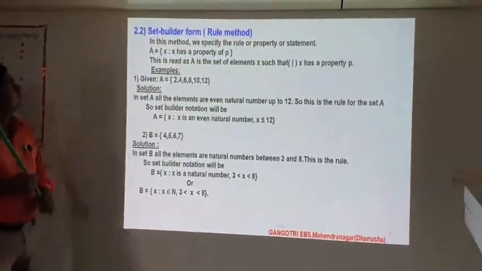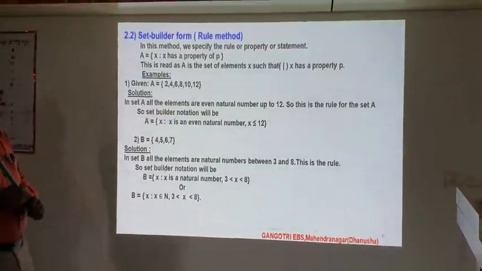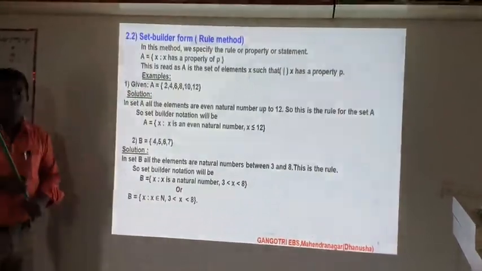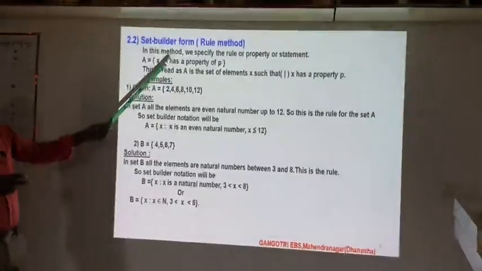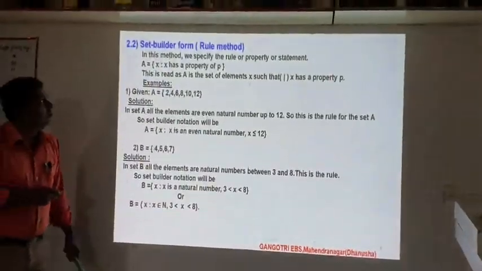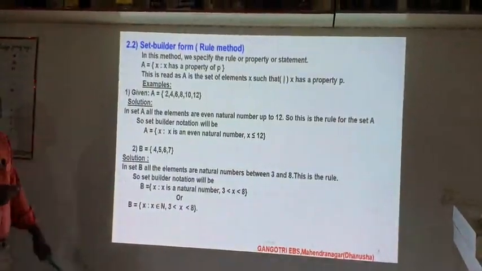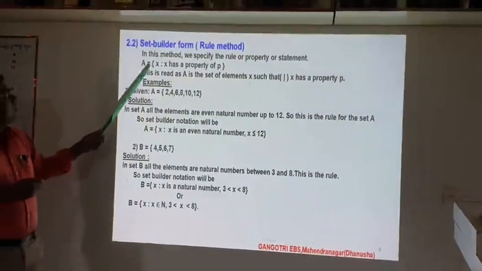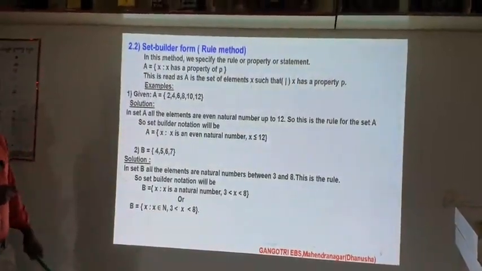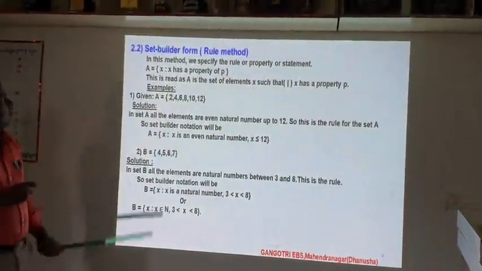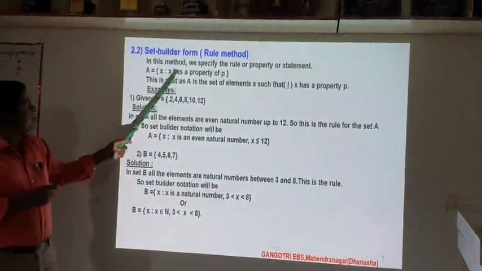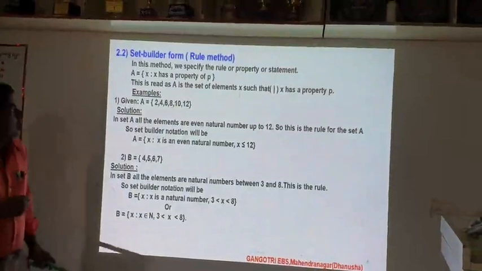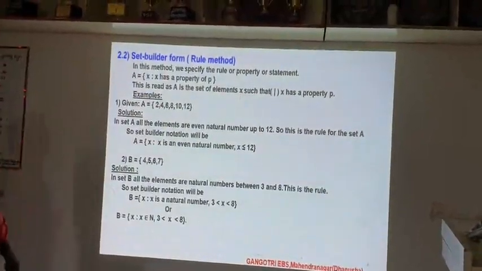Now another form is the set builder form. It means it is a rule method. In this method we state the rule or property of the elements. For example, A equals {x such that x has the property P}. This is read as: A is the set of elements x such that x has the property P.